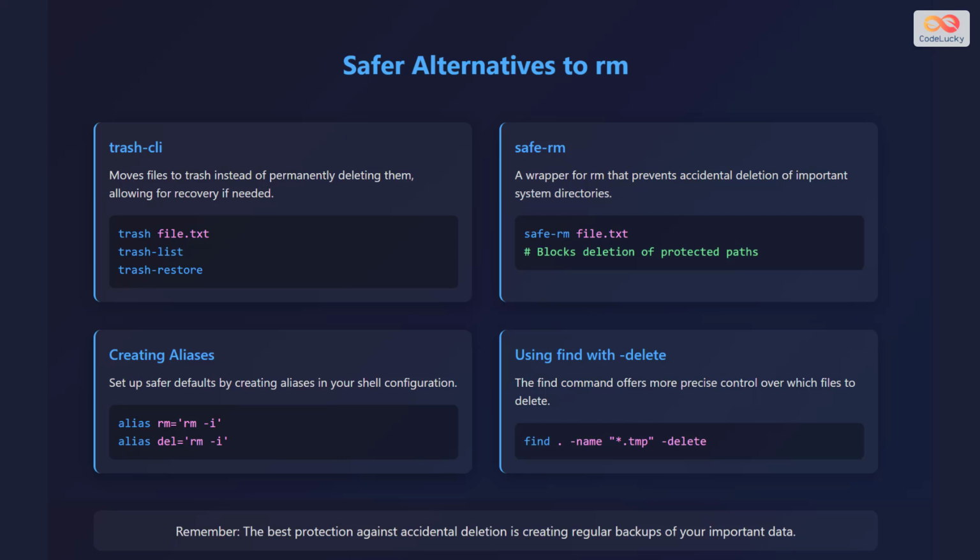The find command offers more precise control over which files to delete. For example, the command find . -name "*.temp" -delete will find and delete all files with the .temp extension in the current directory and its subdirectories. Remember, the best protection against accidental deletion is creating regular backups of your important data.